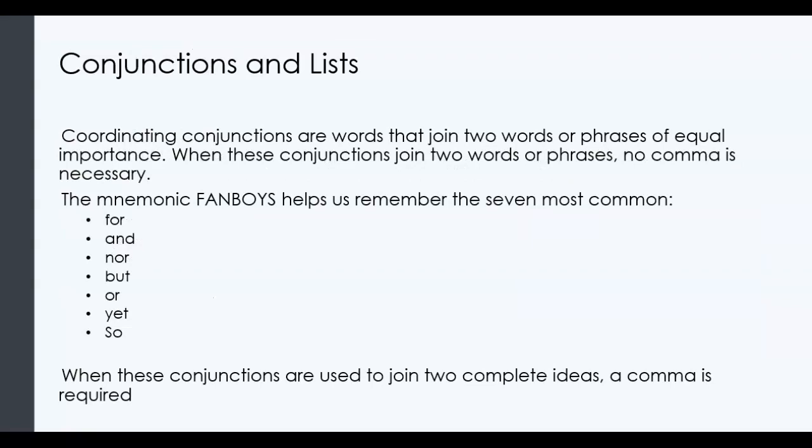Please pause this video to read through the slide. The next slide talks about conjunctions and lists. Remember the mnemonic FANBOYS to remember the list of conjunctions: for, and, nor, but, or, yet, so. When these conjunctions are used to join two complete ideas, a comma is required.